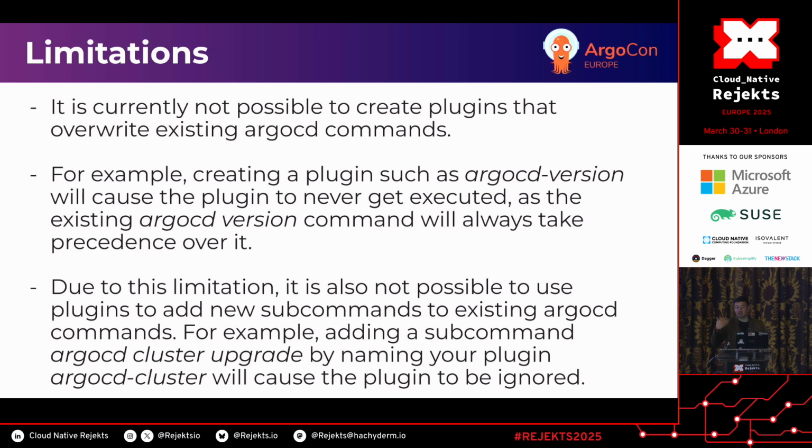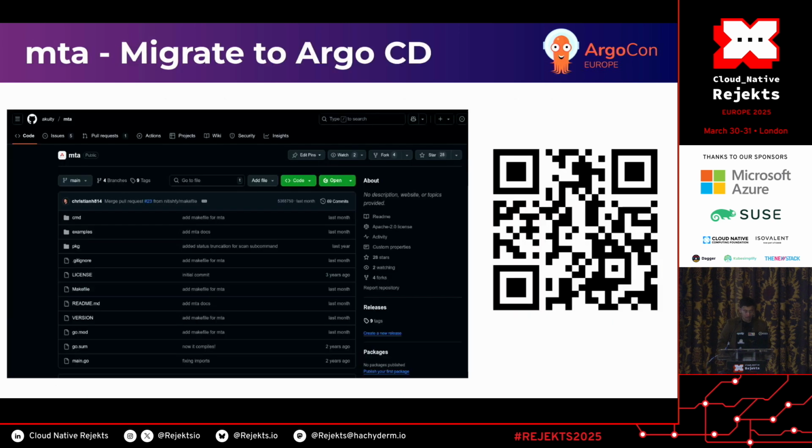But when I said that you can obviously introduce your new subcommands, what I mean is that you can change your binary name to whatever you want, and then you can execute it as a normal subcommand. But if you want to give it a name similar to what a normal Argo CD subcommand has, it's not going to get executed. Why? Because the normal Argo CD command is always going to take precedence over your built binary, which we're going to take a look at in the demo.